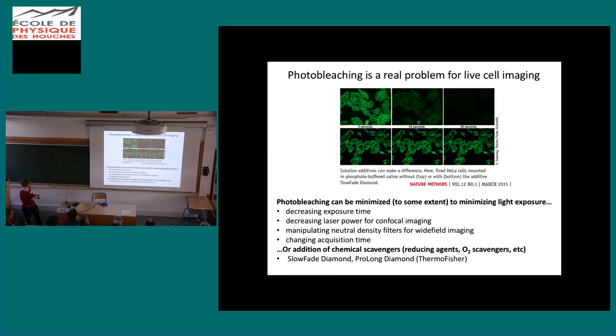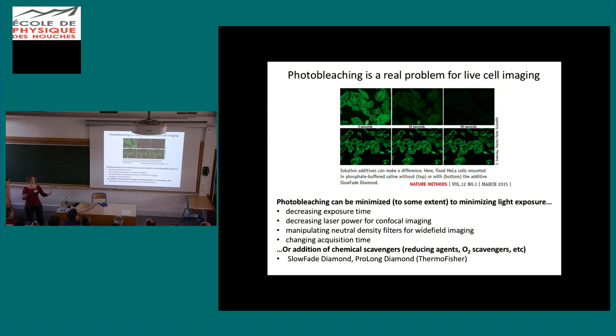Okay, and photobleaching is a real problem for live cell imaging. This just shows you what happens. You're trying to image and your signal goes away. So how do you minimize photobleaching? Certainly one way to do it is by minimizing light exposure: decreasing your exposure time, decreasing your laser power. If you're doing wide field imaging, you can put in neutral density filters and just decrease the transmission of your arc lamp to your sample, or change your acquisition time.